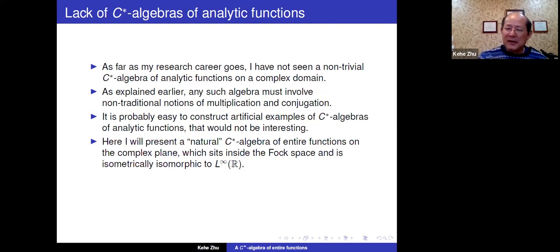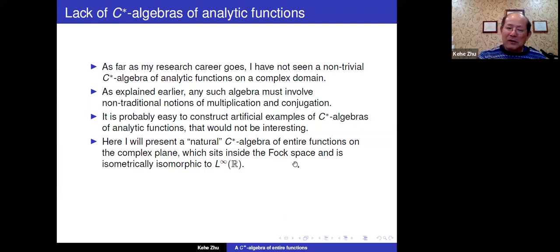And what I present today, I consider a natural algebra. It's going to be a natural C-star algebra of the entire functions on the complex plane. And my construction is based on the theory of Fock spaces. And the algebra I construct will actually be sitting inside the Fock space. So it's going to be a linear subspace of the Fock space. But of course, the norm is not going to be the original Fock norm. Otherwise, when you take the completion, it's going to get out of the Fock space. So the norm is going to be different. But as a set, it's going to be a subset of the Fock space.